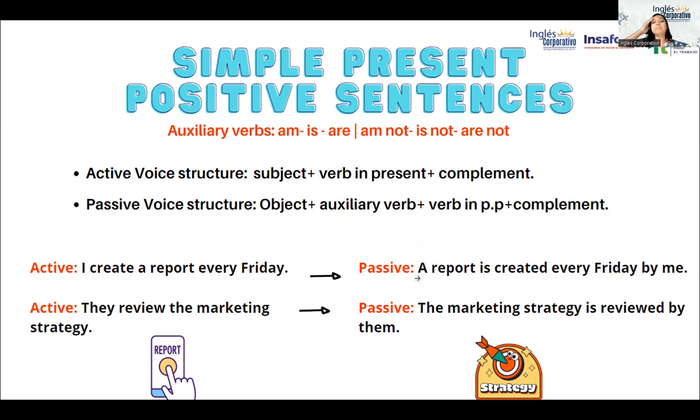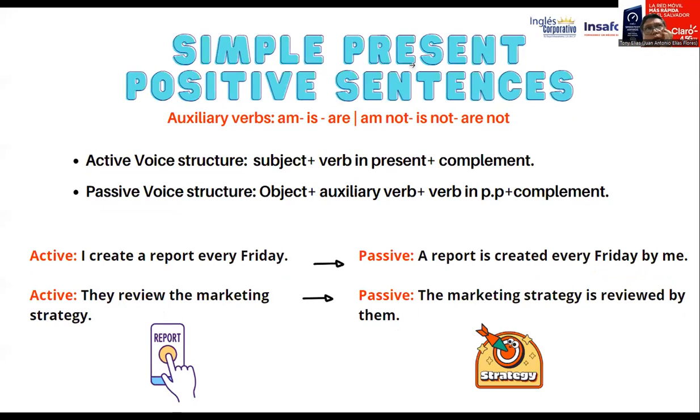Yes, Tony? Teacher, to understand this better, an example is, when I talk in first person and then we switch to talking about me in third person. When I talk in first person it is I create. When I refer to me in third person it is a report is created by this person, and in this case it is me. Okay, I get the idea. Yes, like that.